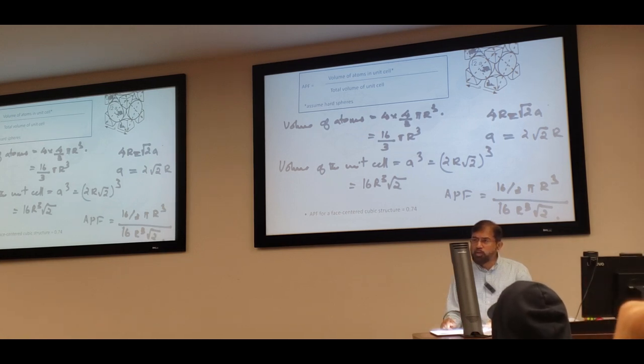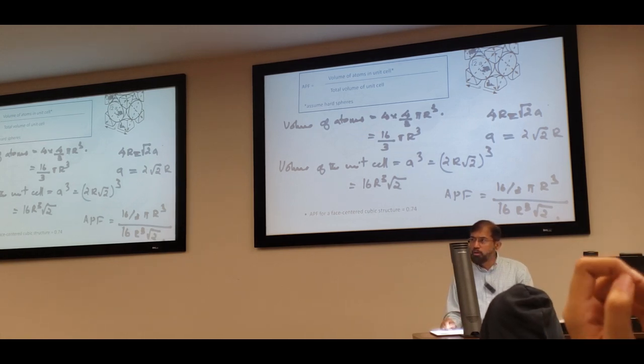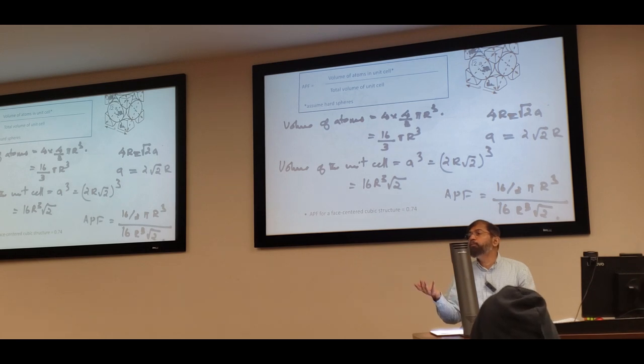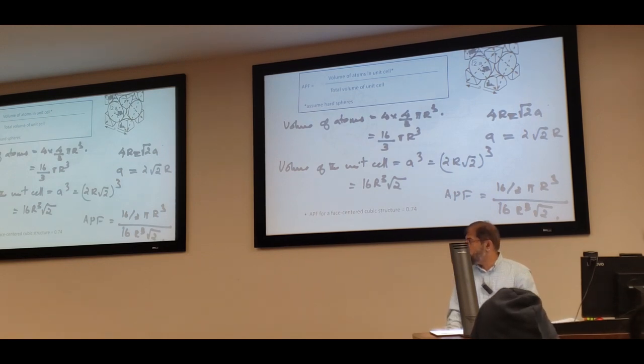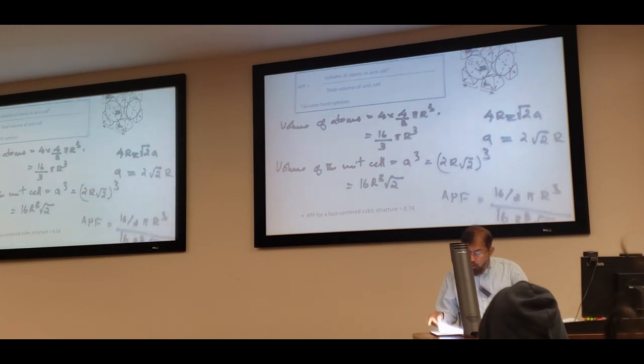You can see that this is an efficient packing, right? Because almost 75%, or 74%, of your unit cell is occupied by the atoms. So this is an efficient close packing.